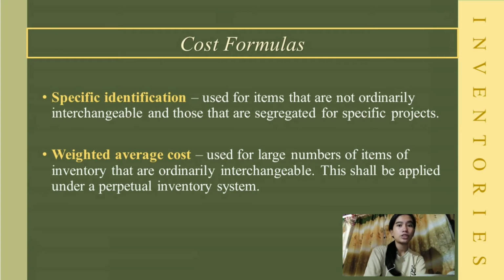Under the weighted average cost, on the other hand, which is traditionally referred to as the moving average cost formula, a new weighted average unit cost is computed after every purchase. So the computed average costs are used in determining the cost of goods sold and inventory on hand. Accordingly, cost of sales and ending inventory are stated at average cost rather than at the actual cost of the inventory sold or on hand.